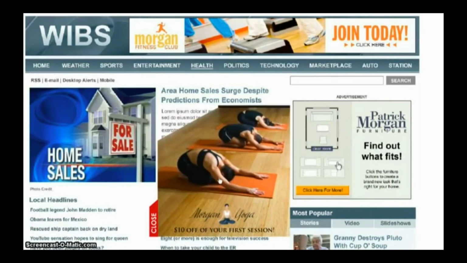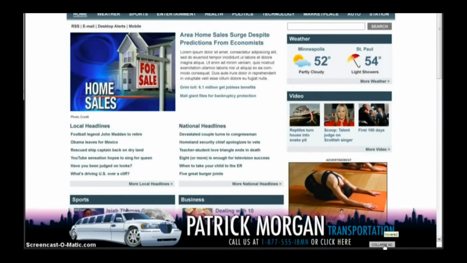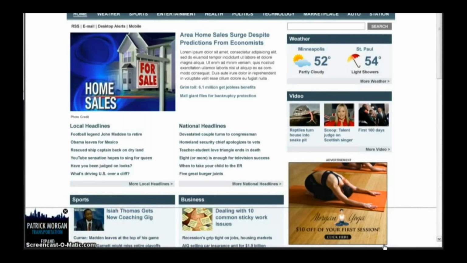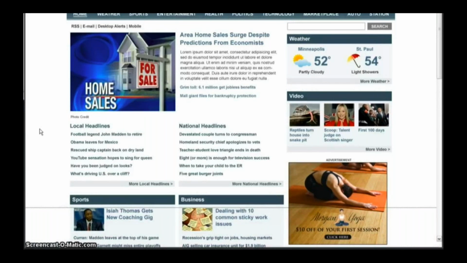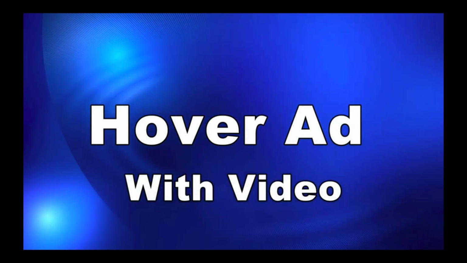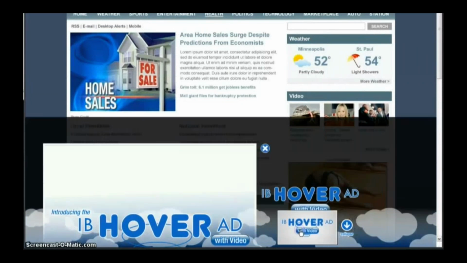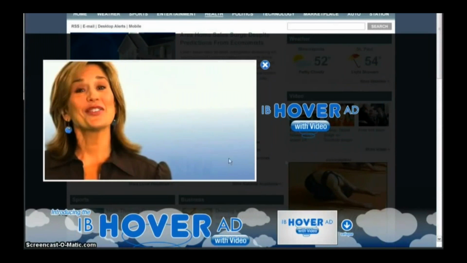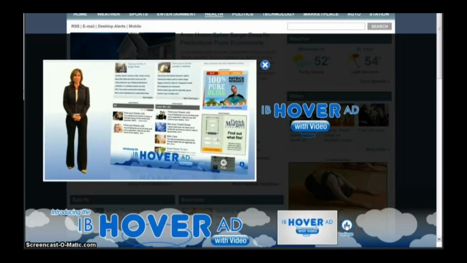So this video does not have audio. So, hover ad. There is a small ad at the bottom. You hover the mouse over it, it expands. Hover ad with video. So you have the small ad. The moment you take the mouse there, it fills the screen and starts playing a video.